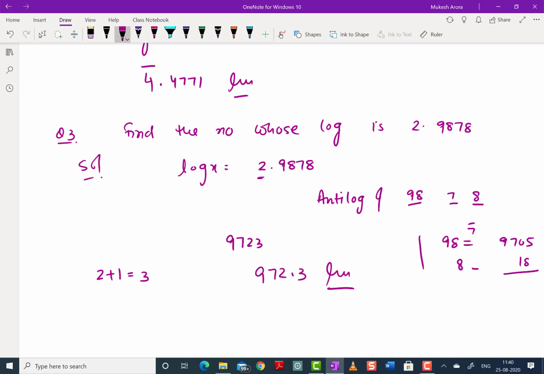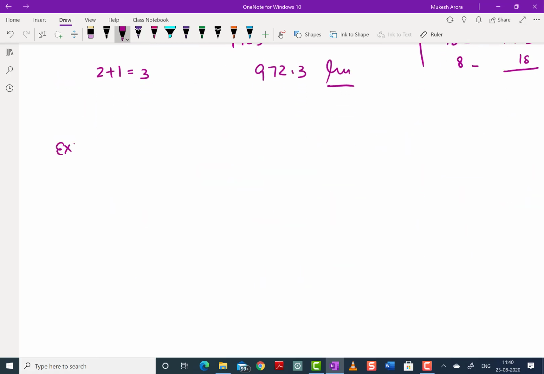If we see the log of 972.3 and then see the antilog, it comes to the same, right? Example 4 is find the antilog of number 1, A, 1.7533. For this we'll see the antilog of 75 in the third column and third. The antilog comes to be 5666. 1 plus 1, the answer will be 56.66.